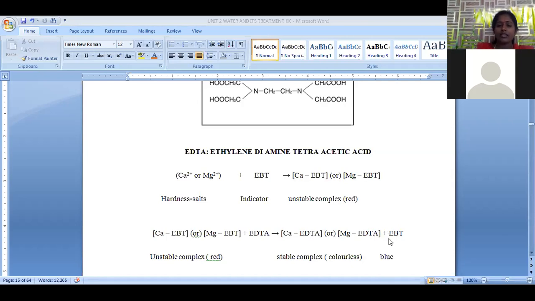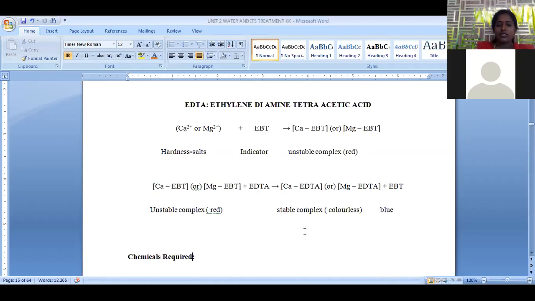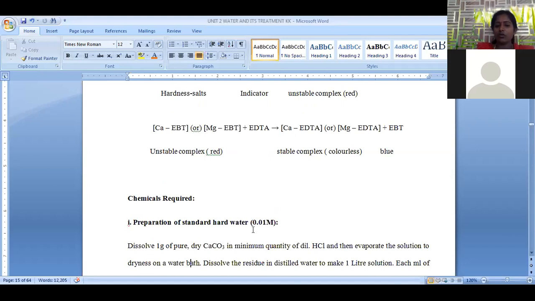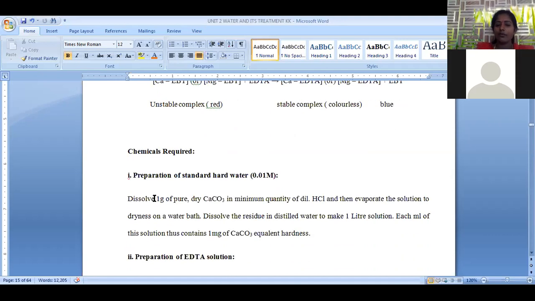Now, in the process, we will see how it is carried out. In this, we require standard hard water. Standard hard water is one whose molarity is known, that is, a 0.01 molar solution is required. In order to prepare the standard hard water, we have to take 1 gram of calcium carbonate. This calcium carbonate is added with dilute hydrochloric acid. When hydrochloric acid is added and boiled, the calcium carbonate is converted into calcium chloride, which is water soluble.